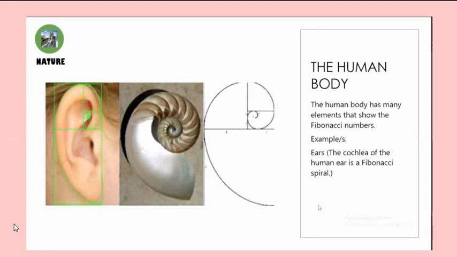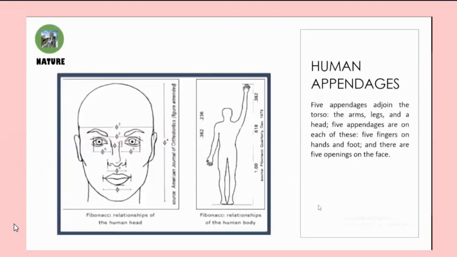the human anatomy, as well as in the overall measurement of the human body. Here we can see the Fibonacci in relationship with the human head and the Fibonacci sequence in relation with the human body.